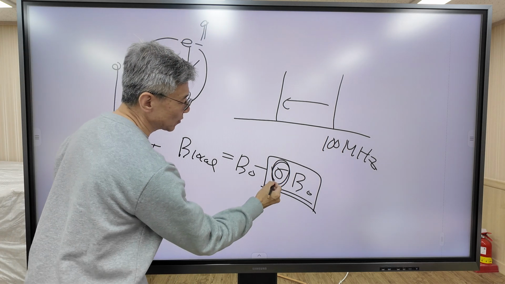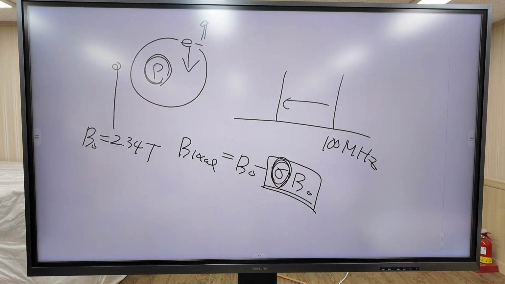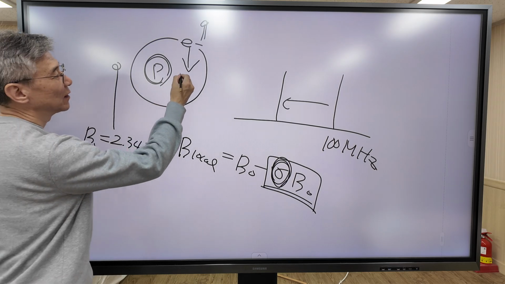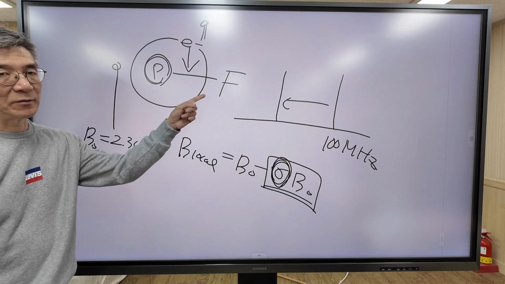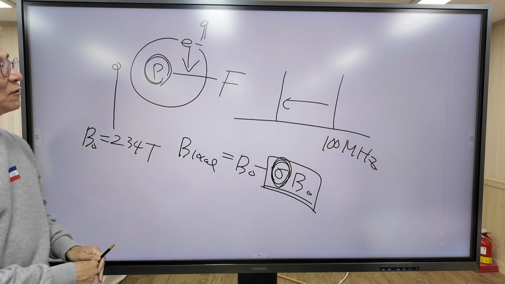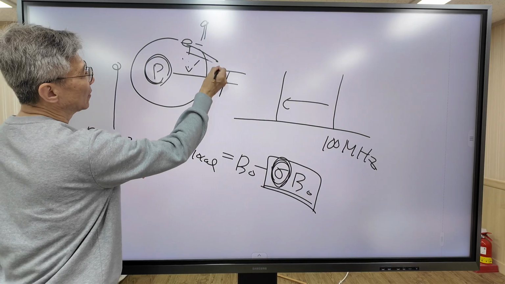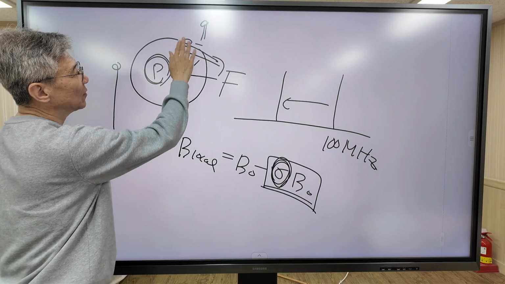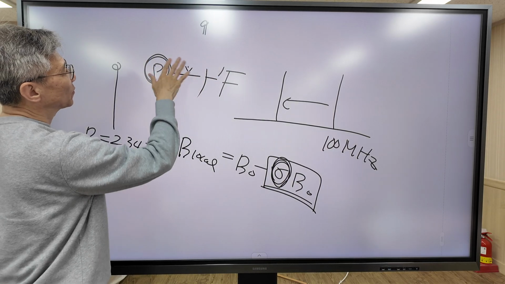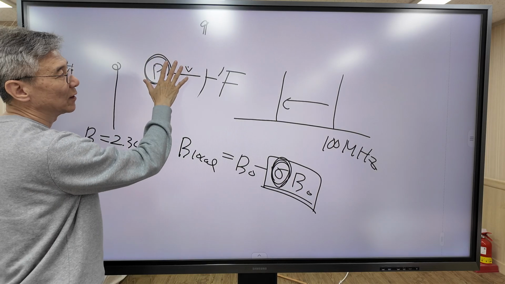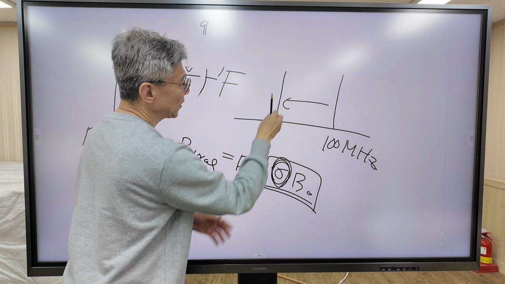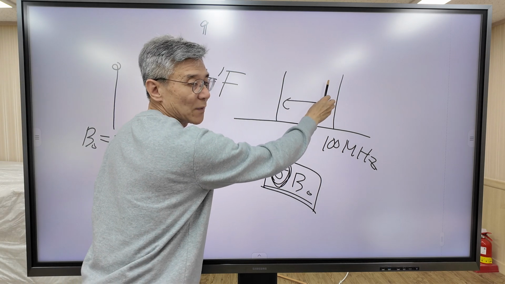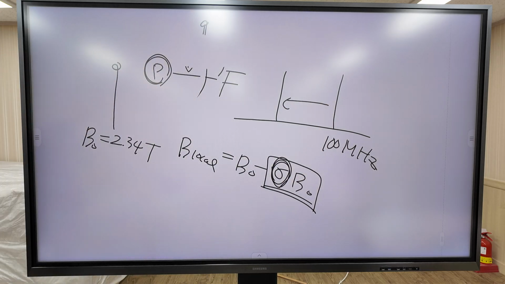So actually, NMR spectroscopy measures the sigma. But what happens when a proton is attached to fluorine? Fluorine is famous for electronegativity. Fluorine attracts electrons, withdraws electrons from the proton. So now around the proton there are no electrons, because fluorine removes electrons from the proton. So the peak position approaches 100 megahertz. Okay, so this is a basic principle of NMR spectroscopy.